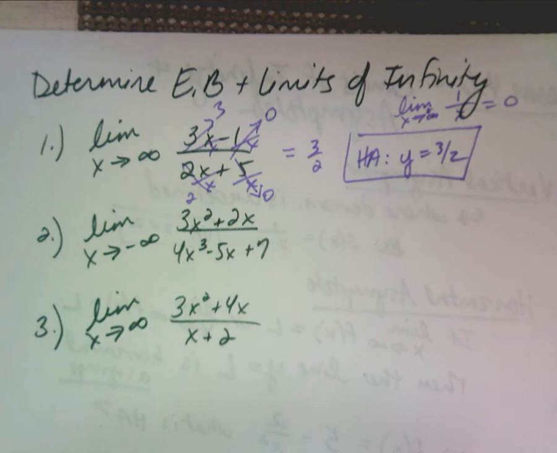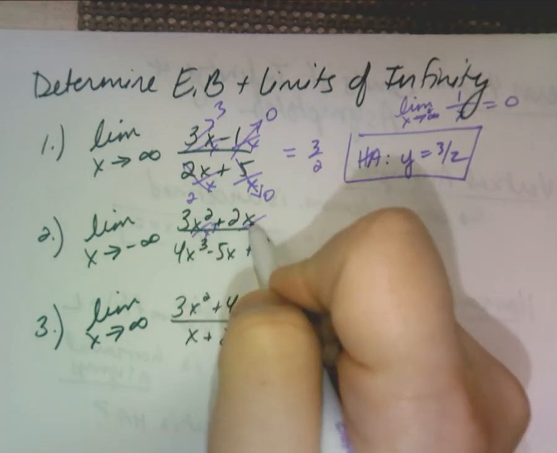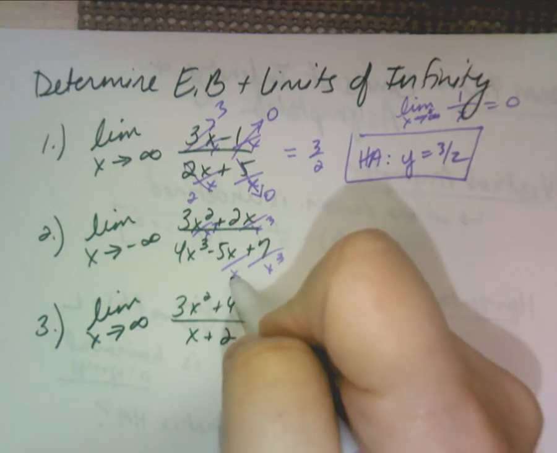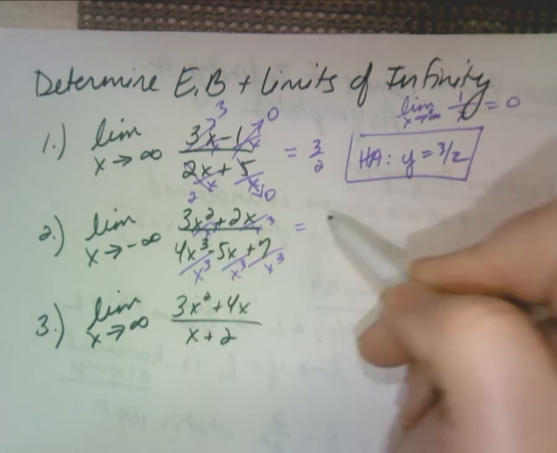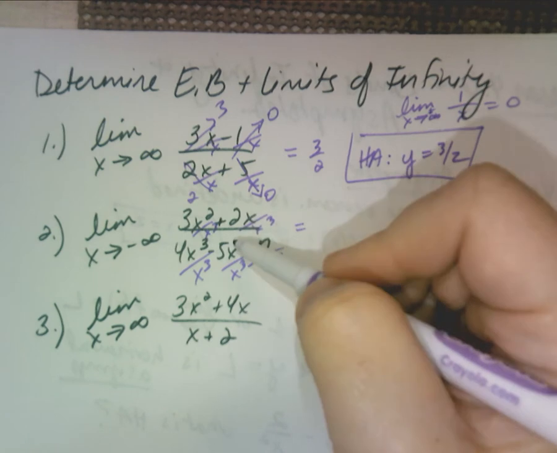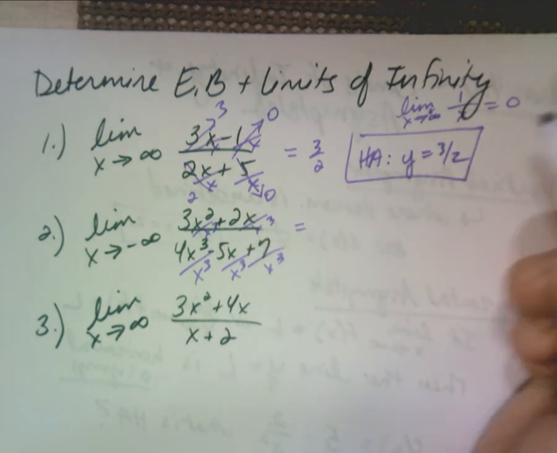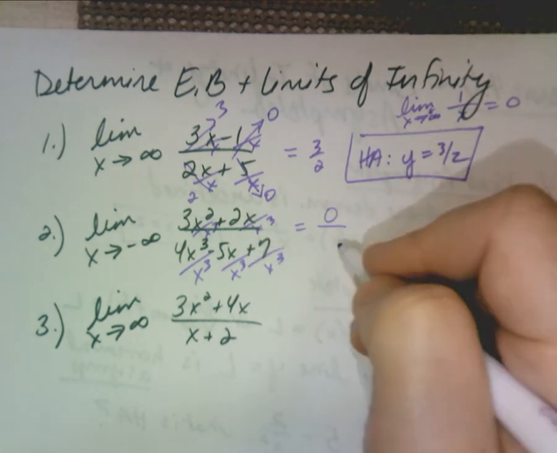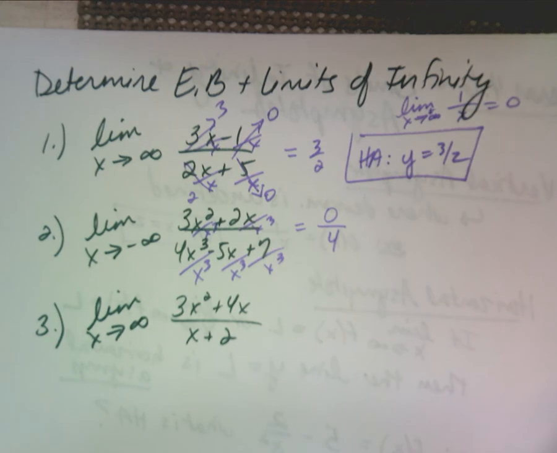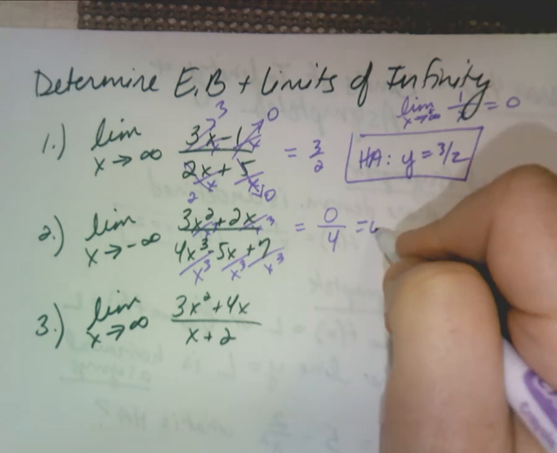All right, do the same thing to this one. Divide everything by the highest degree. If it has an x in the bottom, it goes to 0. If it reduces, reduce it. Everything on top goes to what? 0. But what does the bottom go to? 4. Are you allowed to have 0 over 4? Yep. What is 0 over 4? 0. That is your horizontal asymptote.